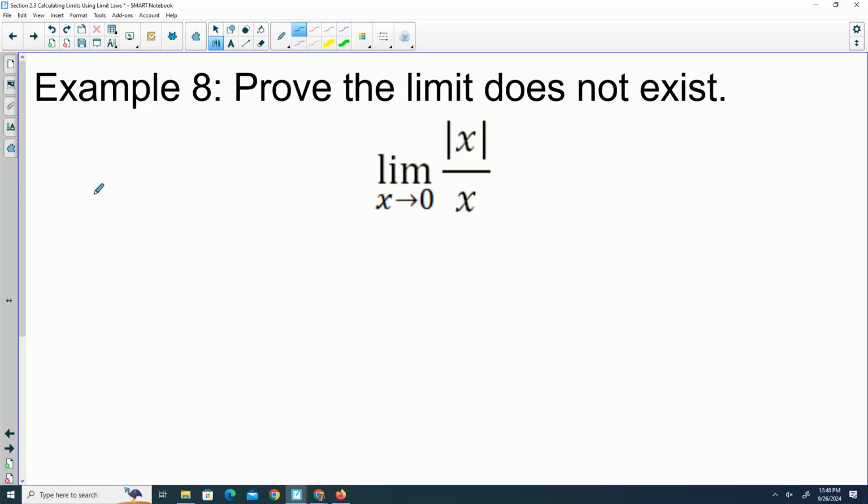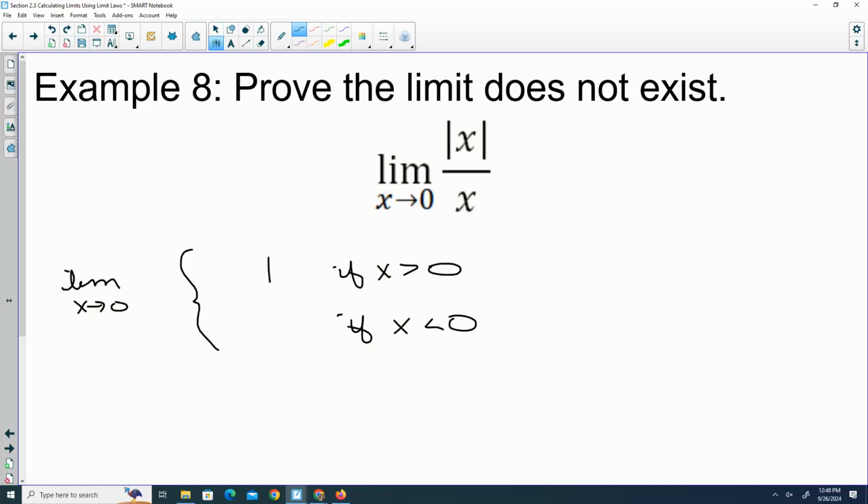Let's think about this. So we have to do our 2 cases. Can x ever equal 0 in this? So we'll have a case if x is greater than 0 and if x is less than 0. All right, if x is a positive number, then the absolute value of x will just equal positive x, just x, right? If I put in a positive number, I get x out. What is x divided by x? 1.